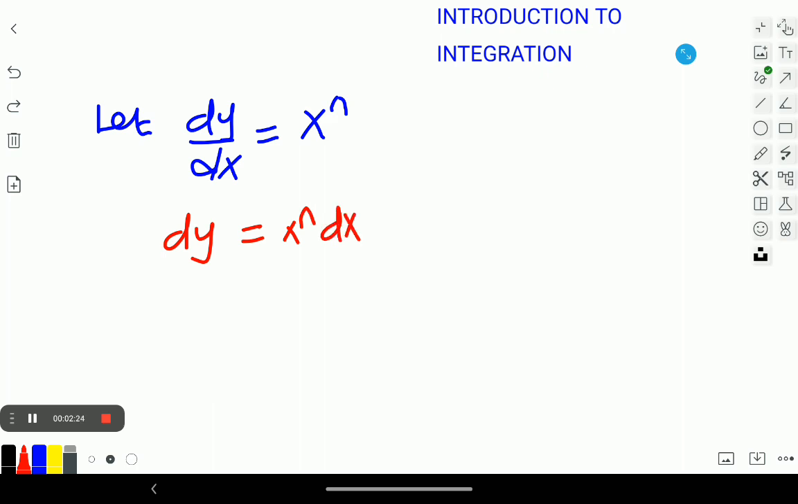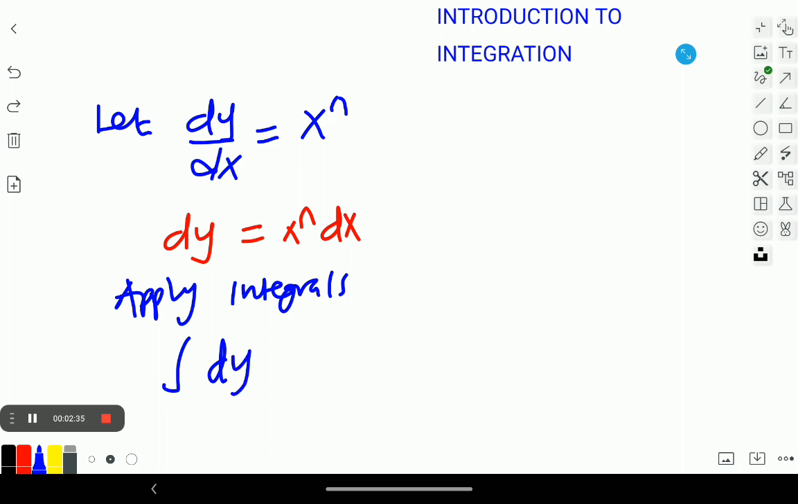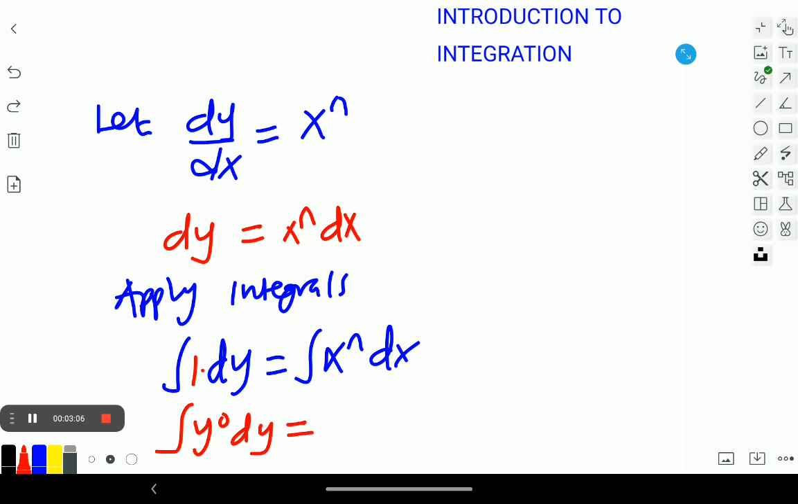Then applying the integral sign, we get the integral of dy is equal to the integral of x power n dx. Now at this moment we see that we have the integral of dy. This is still the same as the integral of 1 dy. But from indices we know that 1 can be written as y power 0, so the integral of y power 0 dy is equal to the integral of x power n dx.